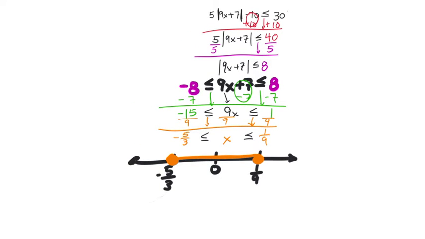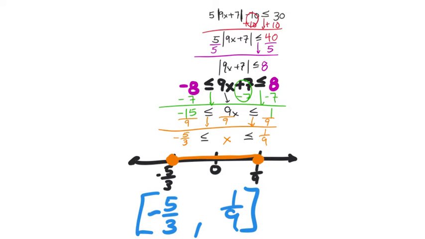So this graph starts at negative 5/3, which is included, and it goes all the way to 1/9. And that's where it stops, which is also included. So this is my interval right there, the graph, and we have the inequality too.